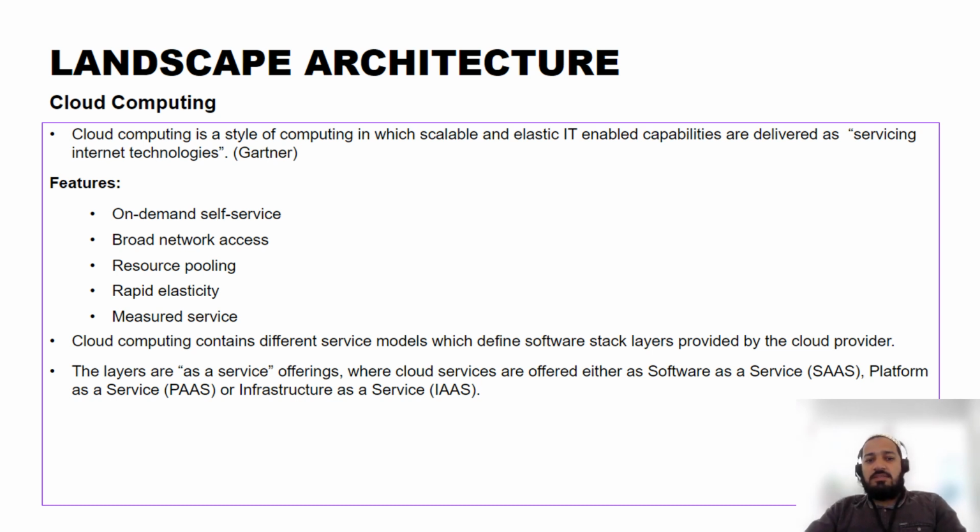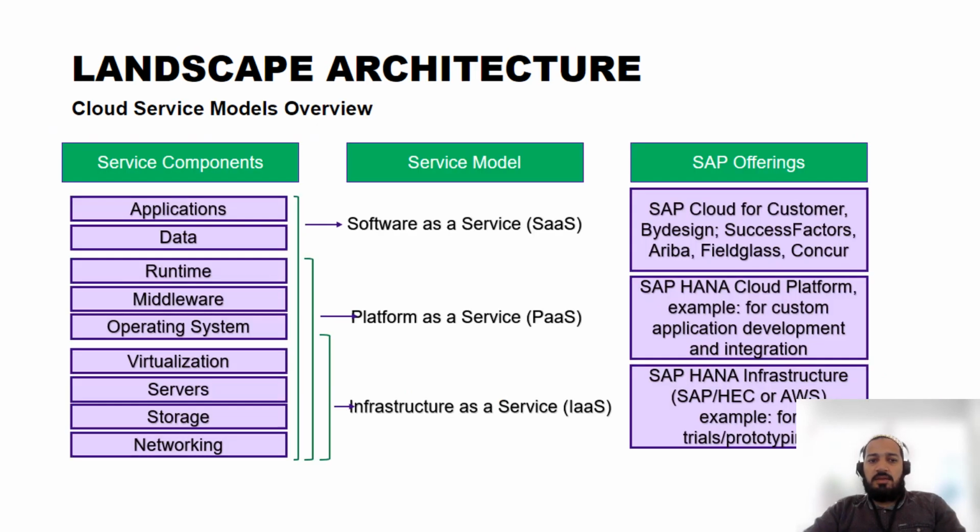Cloud computing contains different service models, which define the software stack layers provided by the cloud providers. So they already take care of the software stacks. Then the layers are offered as a service, and you can pay as you go. Software as a service, platform as a service, and infrastructure as a service are all available in the market.